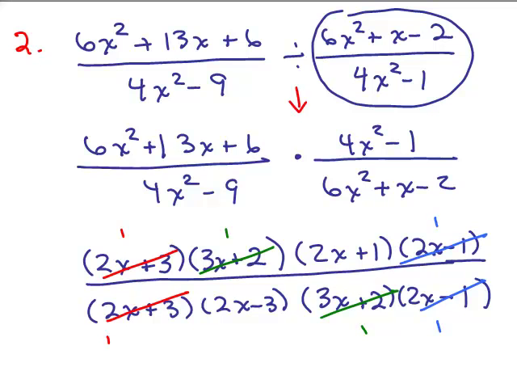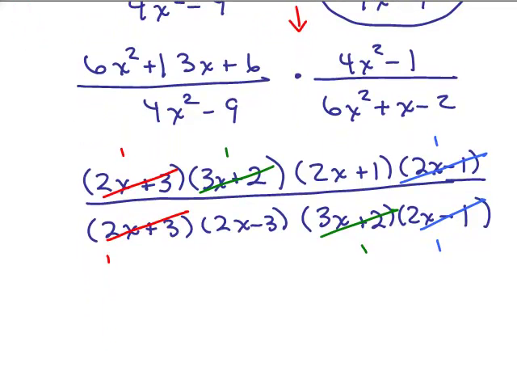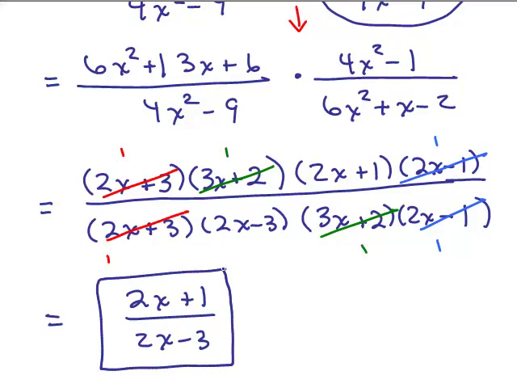And so then we see what's in the numerator and the denominator. Keep in mind, if you've canceled everything in the numerator, there'll still be a 1, because that means 1 times 1 times 1 times 1. But in this case, we do have a 2x plus 1. So what's left is a 2x plus 1 over 2x minus 3. And that's as far as you can go.